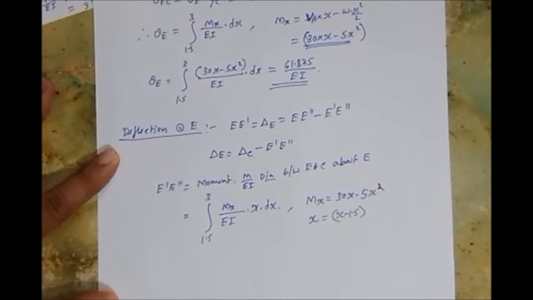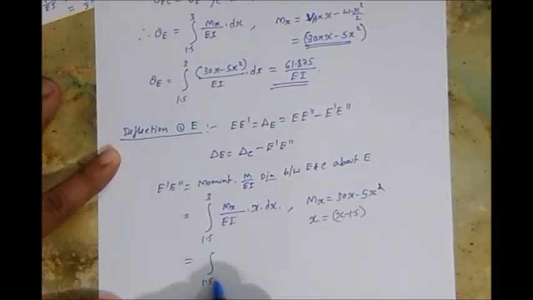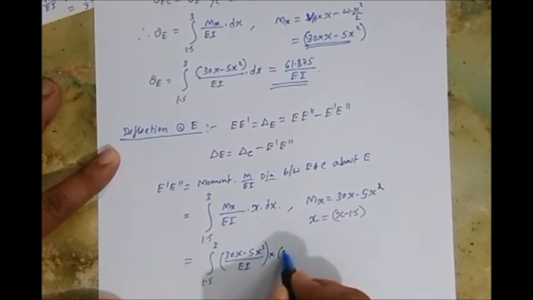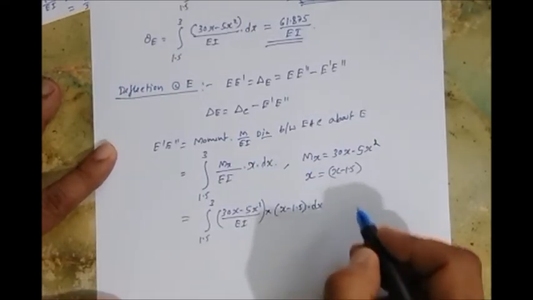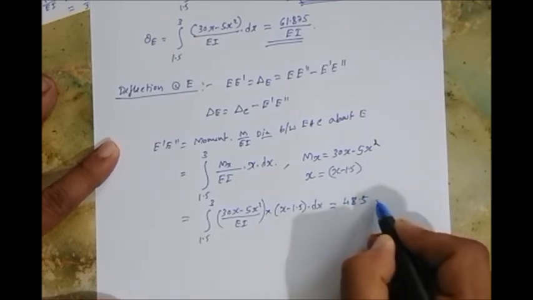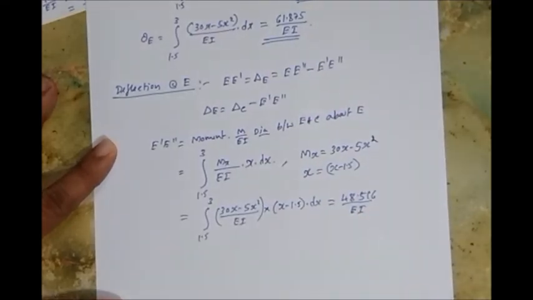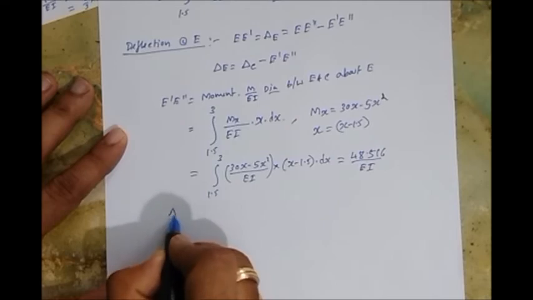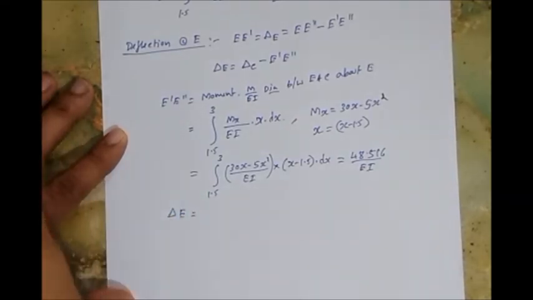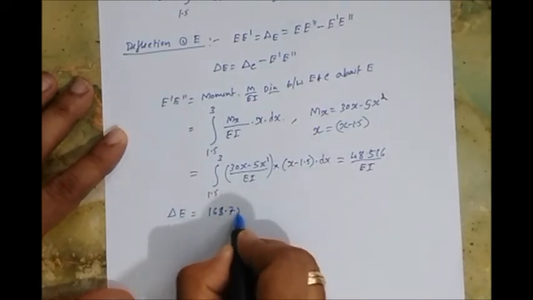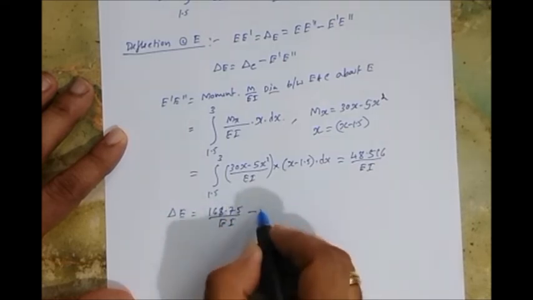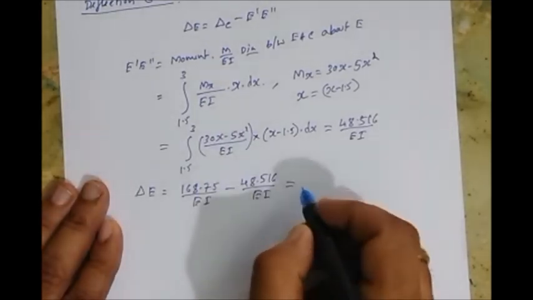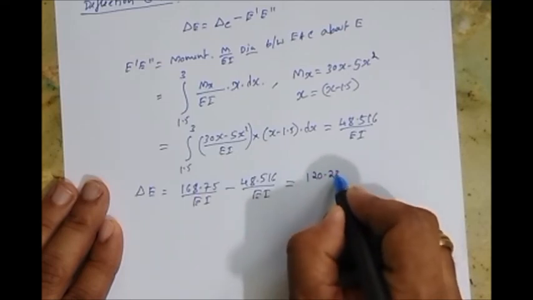So let's substitute the values here. Which is equal to the integral from 1.5 to 3 of (30x minus 5x squared) divided by EI, into (x minus 1.5) dx. Now if I solve this, you will get 48.516 by EI. Now you have calculated the value of E dash E double dash, so you can easily find the value of delta E. So delta E is equal to delta C, which you already calculated, 168.75 by EI, minus this value, 48.516 by EI, which gives you 120.234 by EI.